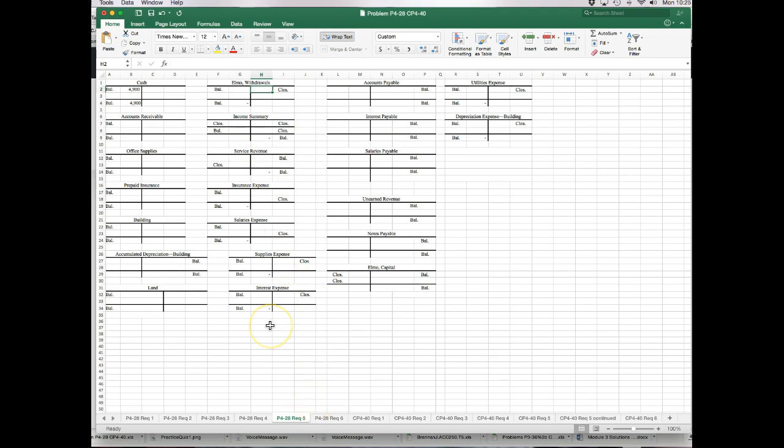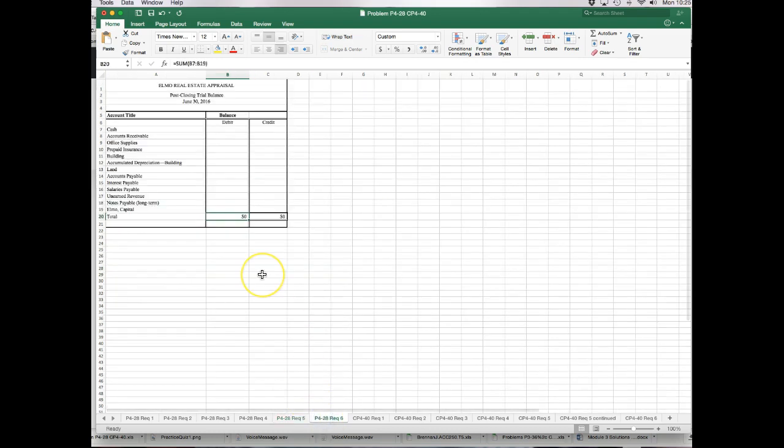Then once you're done with all, and you get all of your balances for each of these accounts, you're going to pull it over into what's called the post-closing trial balance. So up to this point, we have done an unadjusted trial balance. Then after we did the adjusting entries, we have an adjusted trial balance. Well, now after our closing entries, we're going to have a post-closing trial balance where we want to make sure that our debits equal our credits.